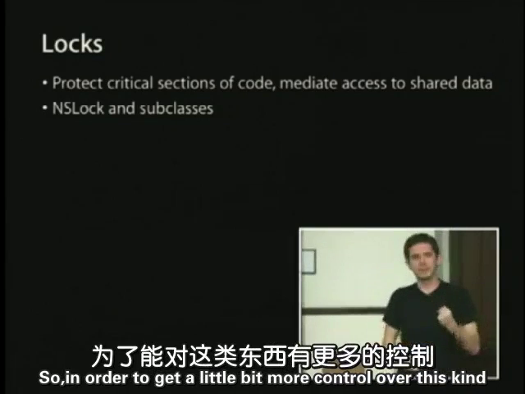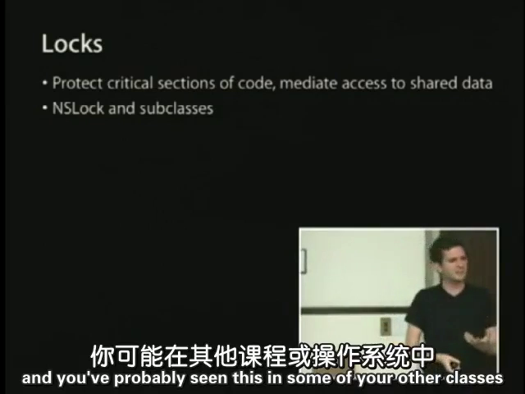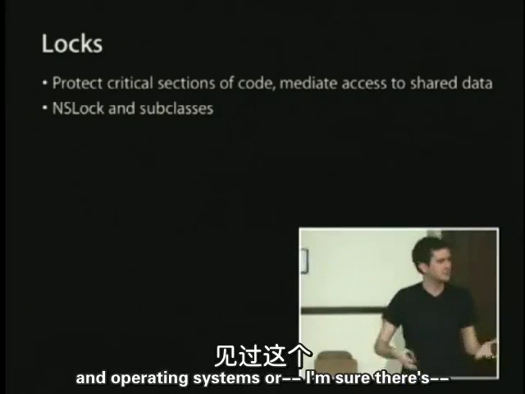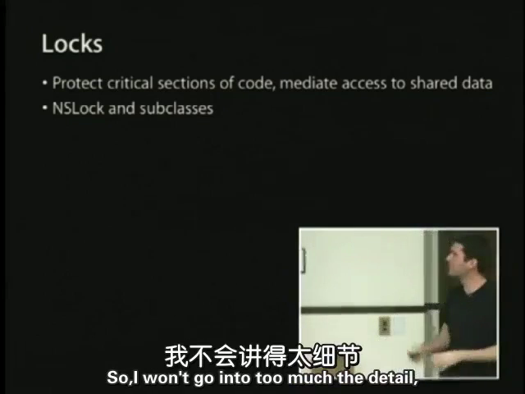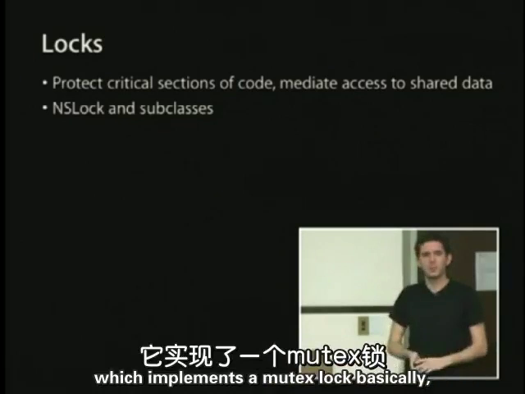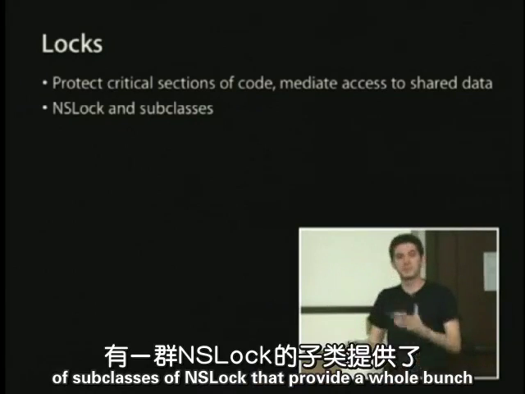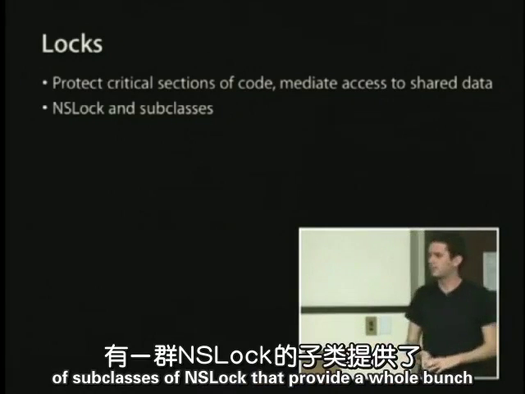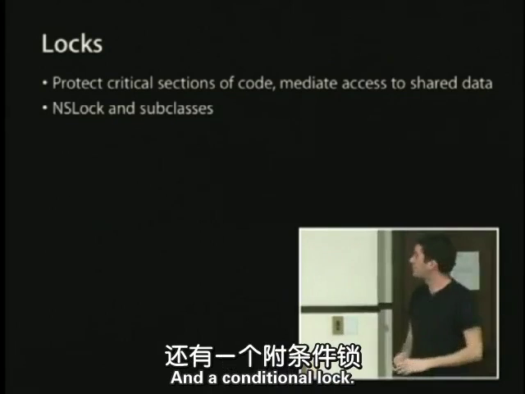So in order to get a little bit more control over this kind of thing, you might have to start locking your data. And you've probably seen this in some of your other classes and operating systems, so I won't go into too much of the detail. But basically, Foundation provides an NSLock class, which implements a mutex lock. And amongst other different types, there's actually a bunch of subclasses of NSLock that provide a whole bunch of different types of locks. I think there's a reader-writer lock and some other things, and a conditional lock.